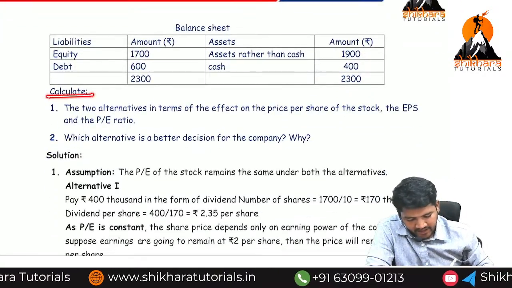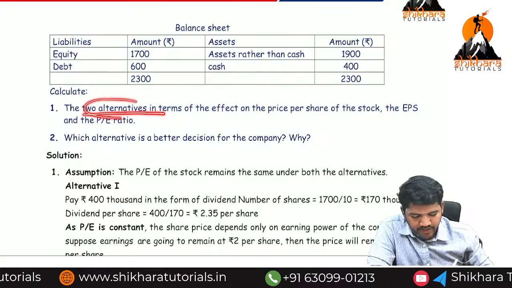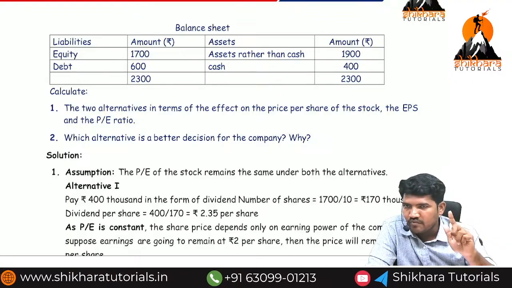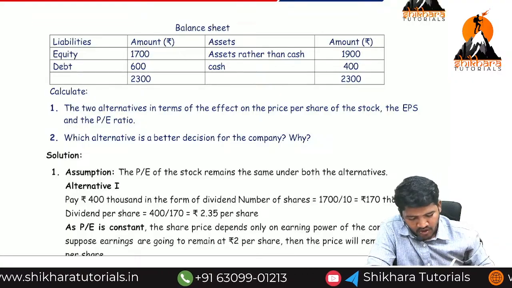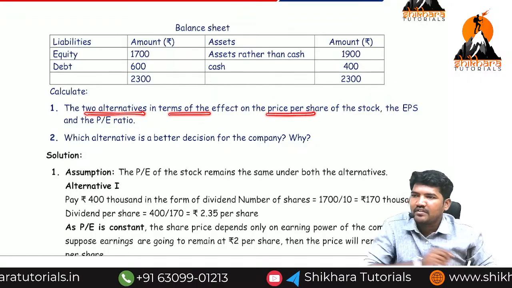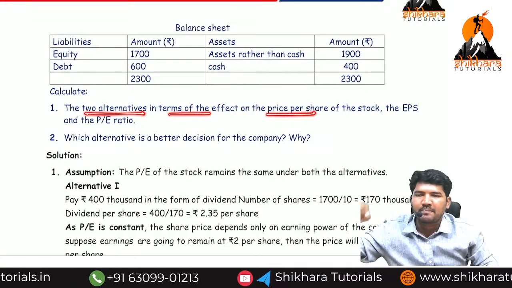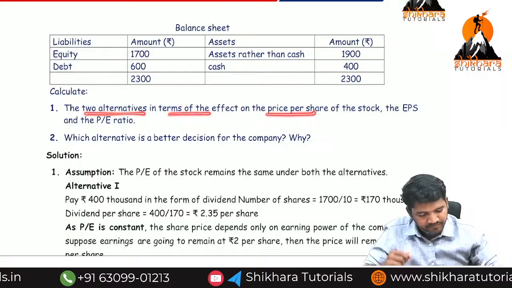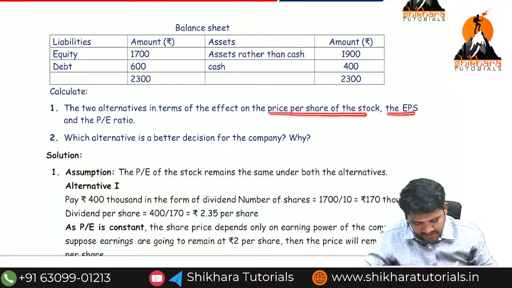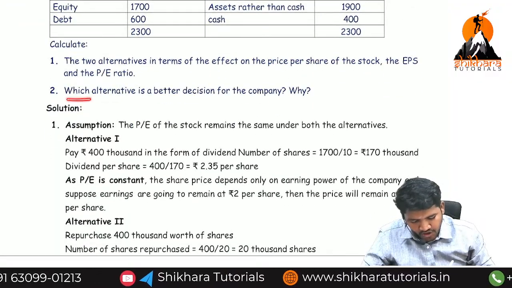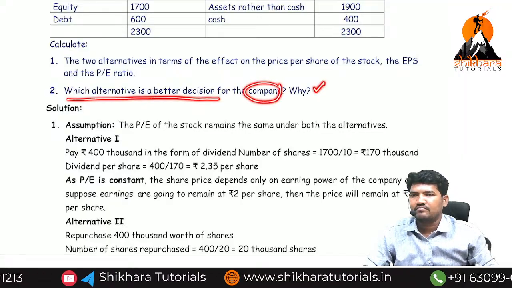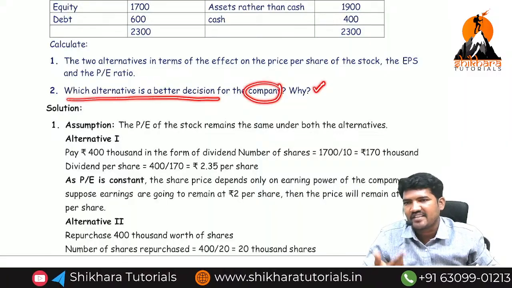Now calculate the 2 alternatives. What are the 2 alternatives? Payment of dividend, option 1. Repurchase of share, second option. 2 alternatives. The effect on the price per share. As per repurchase, what is the MPS? As per payment of dividend, what is your MPS? The EPS and the price per share of the stock, the EPS and the PE ratio. Which alternative is a better decision for the company and why? So if I know the 2 market prices, I can state the decision.